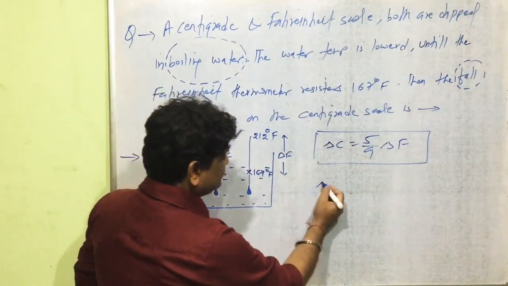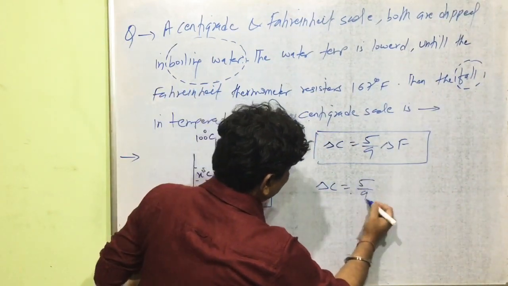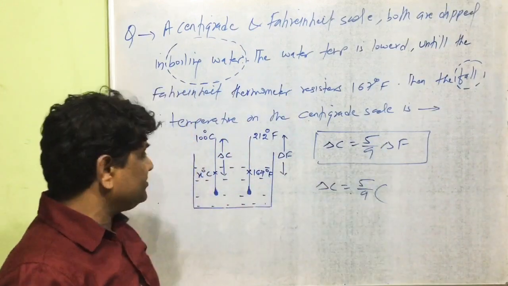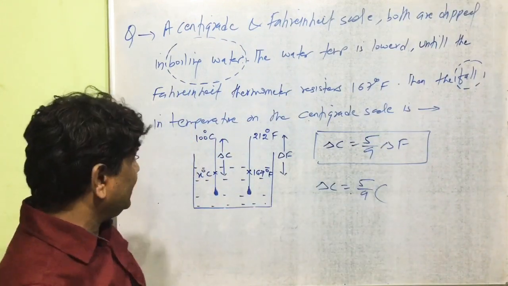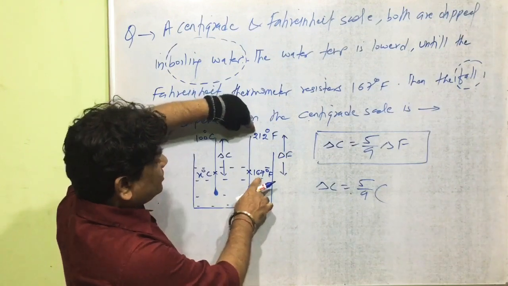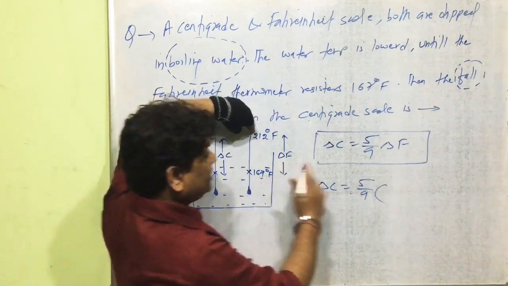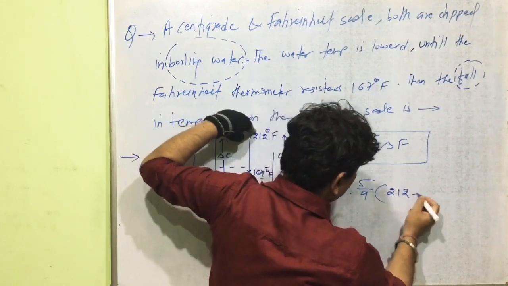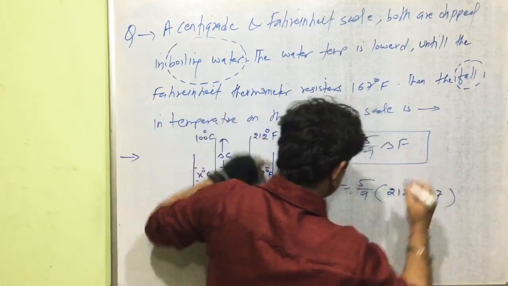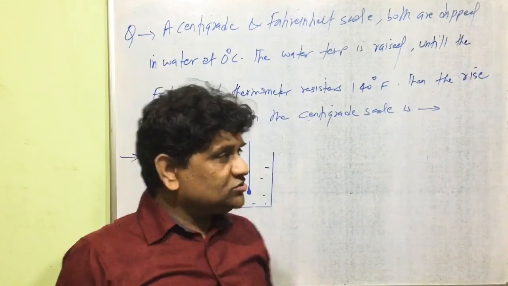Delta C is the required part here. It is 5 by 9 of delta F, the change in temperature on the Fahrenheit scale. The change in temperature on the Fahrenheit scale is 212 minus 167. So this value is 212 minus 167. Okay, one more question now here.